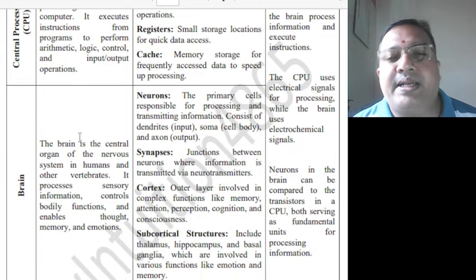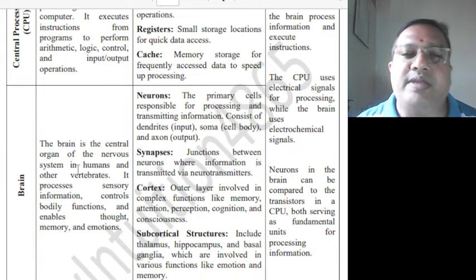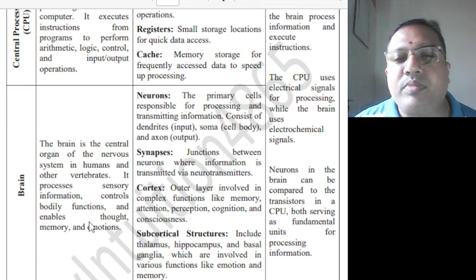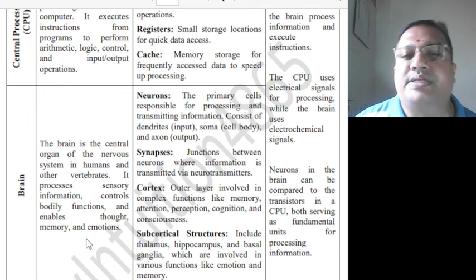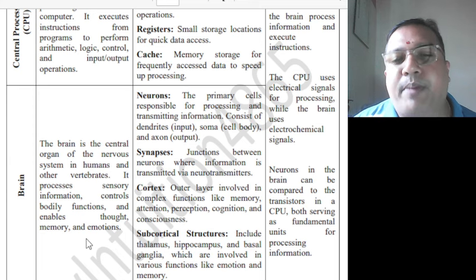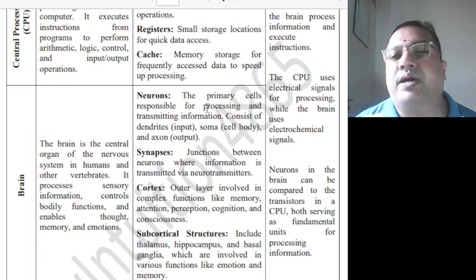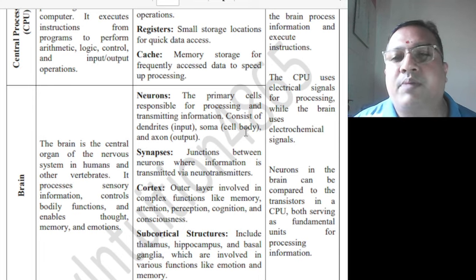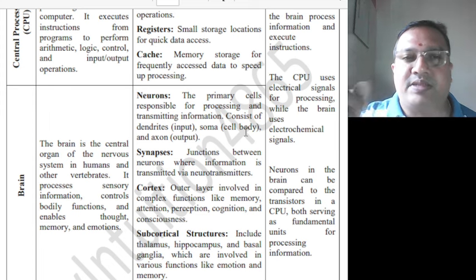Whereas the brain is the central organ of the nervous system in humans and other vertebrates. It processes sensory information, it controls body functions and enables thought, memory and emotions. Okay, so we have neurons. They are the primary cells which are responsible for processing and transmitting information, passing information.